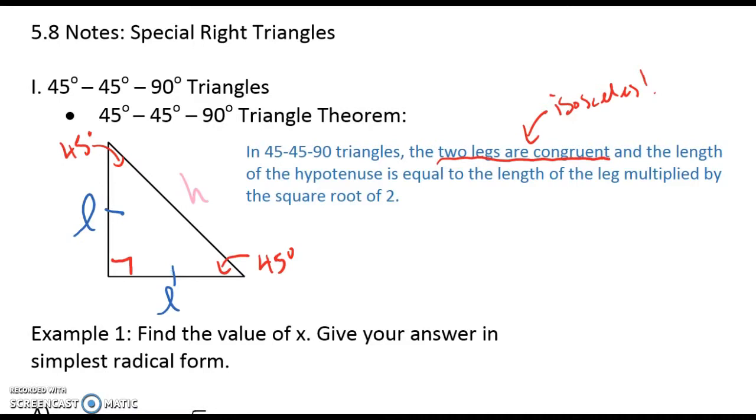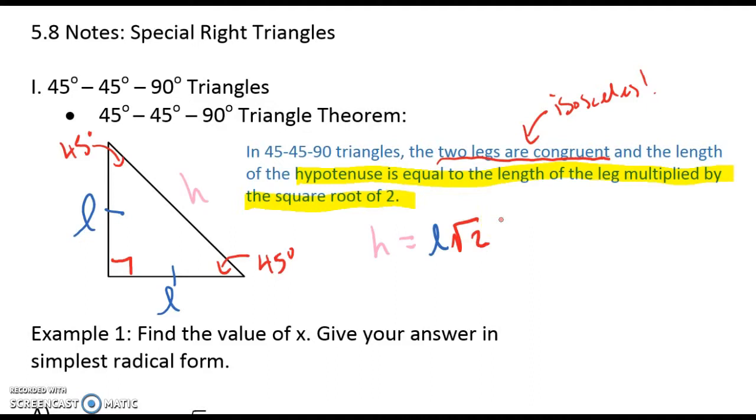But what's more important that's new today is that we can figure out the length of the hypotenuse or the leg given one or the other, because hypotenuse is equal to the length of the leg multiplied by the square root of 2. And these are just equations you're going to need to know, so put them on your note card, memorize it, so that way you know what you're doing. But basically, this hypotenuse is equal to leg times square root 2. And that square root 2 will always be there.